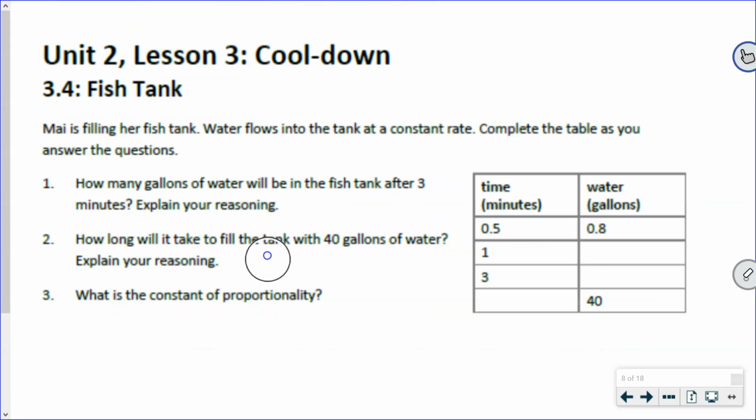Let's finish up with our cool down. For the sake of time, I'm going to work on this with you. I will give you just 30 seconds, and in those 30 seconds, I want you to figure out what we're multiplying by. Use your calculators, talk with your groups, 30 seconds, and then we're going to go over it together. Ready, set, go.